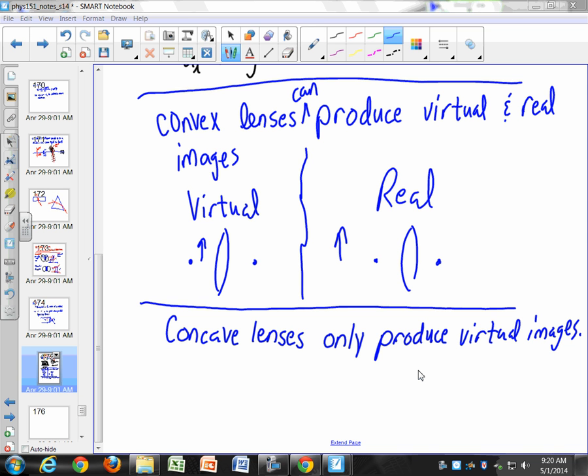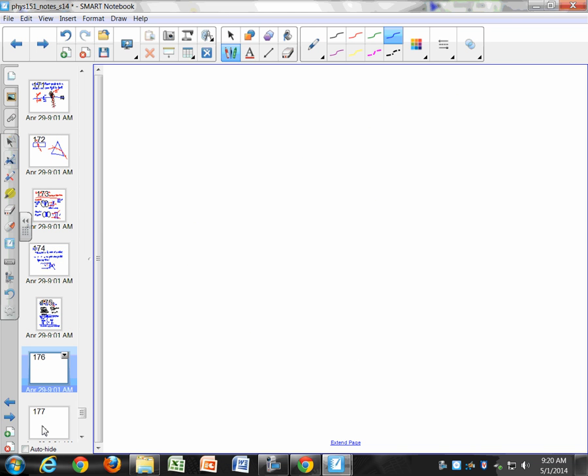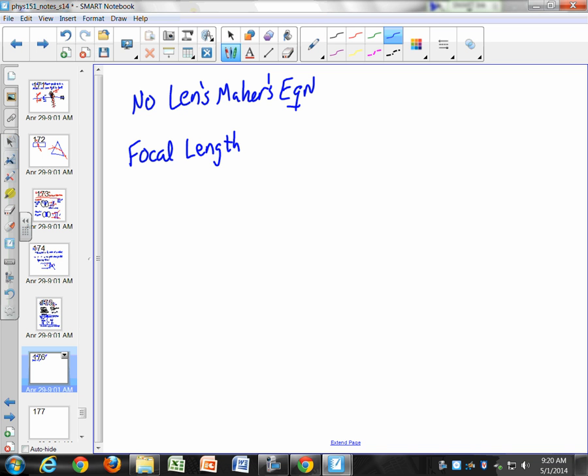Okay, let's look again at the focal length. We're not going to do the lens maker's equation. It was a small portion anyway. But I do want to look at focal length. The lens maker's equation was in this section on focal length. Just the part on the lens maker's equation, yeah. But we are going to look at focal length.